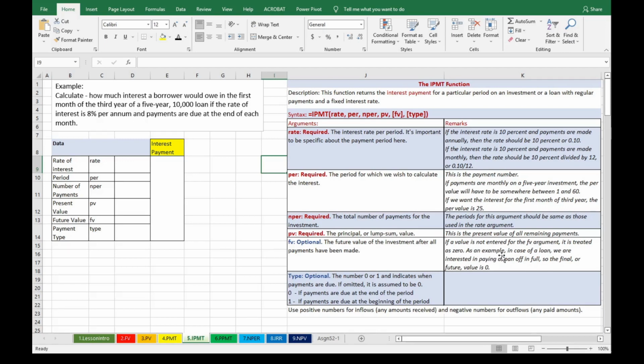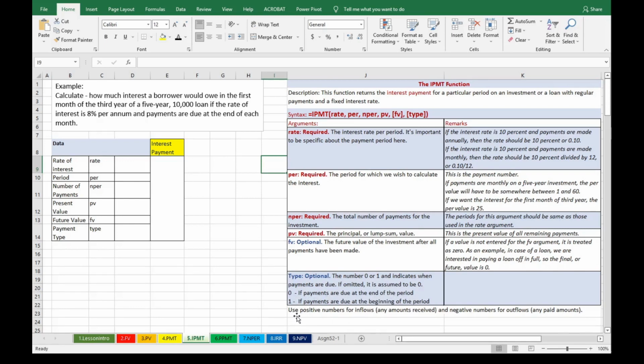For example, in the case of a loan, we are interested in paying off the loan in full so that the final or future value is 0. Then we have the type argument, which is optional. This is the number 0 or 1 and indicates when payments are due. If omitted, it is assumed to be 0. So it is 0 if payments are due at the end of the period. It is 1 if the payments are due at the beginning of the period.